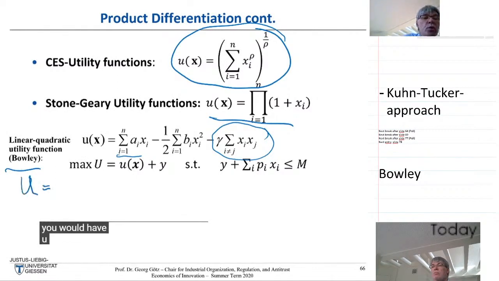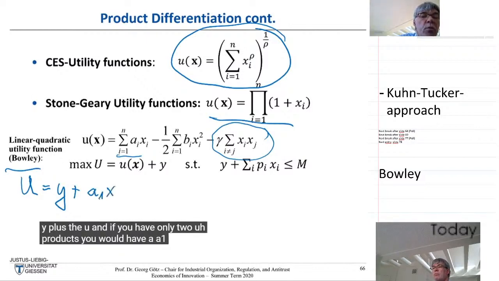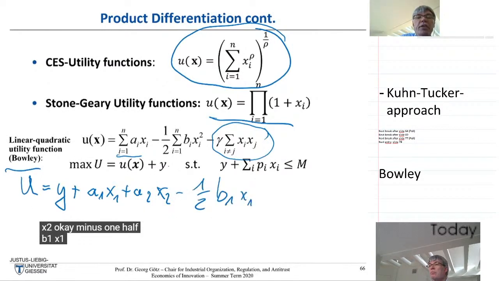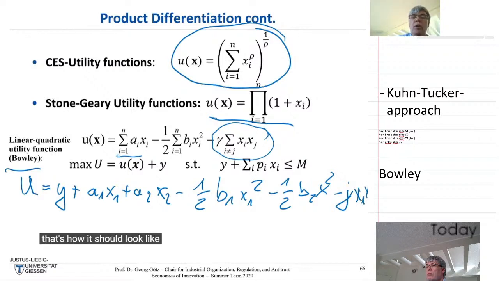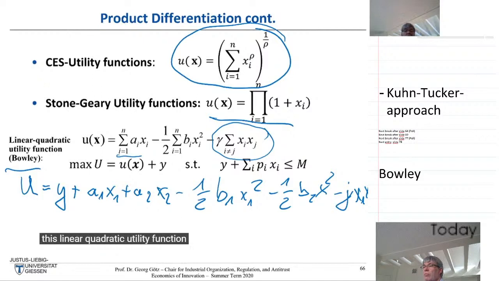You would have U, and I start now just with the y because it's easier. y plus the u, and if you have only two products, you would have a1 x1 plus a2 x2, minus 1/2 b1 x1 squared minus 1/2 b2 x2 squared minus gamma x1 x2. That's how it should look like. That's your utility function, this linear quadratic utility function. And hopefully you can also read the last part here.